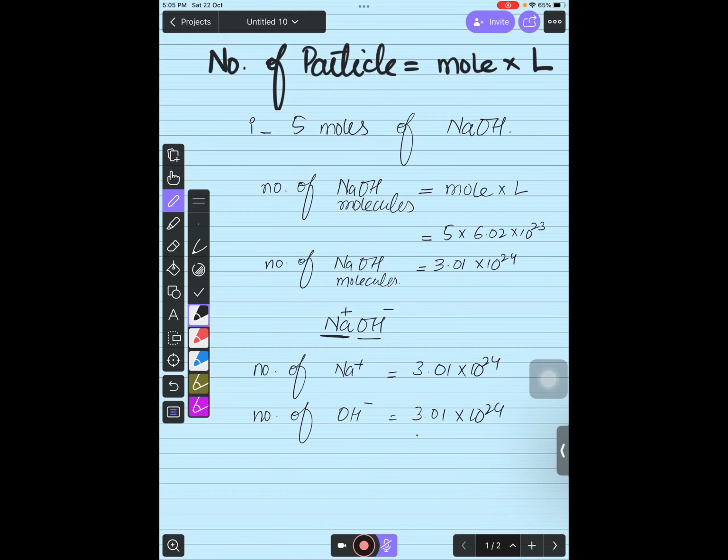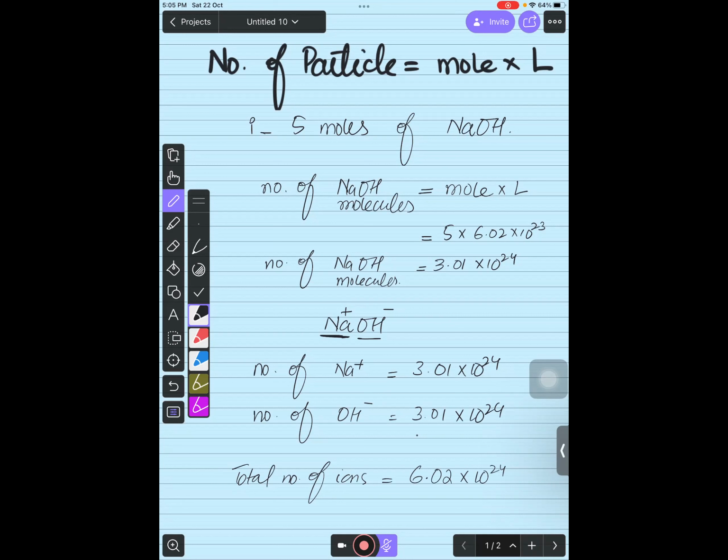If you talk about the total number of ions, बच्चों, how many ions do we have in NaOH? We have 2 ions, right? One positive and one negative. So if you want to find the total number of ions, it will be 6.02 10 raised to the power 24, right, बच्चों?